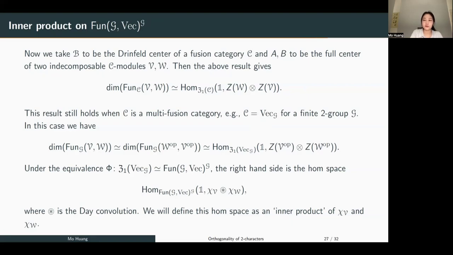So we take C equal to Vec_G for a finite 2-group G. In this case, we get the following equivalence. And under the equivalence we mentioned before, the right-hand side is the hom space of the G-covariantization of this functor category. Hom space from the tensor unit to chi V tensor chi W, where the tensor here is the Day convolution. We define this hom space as the inner product of chi V and chi W.